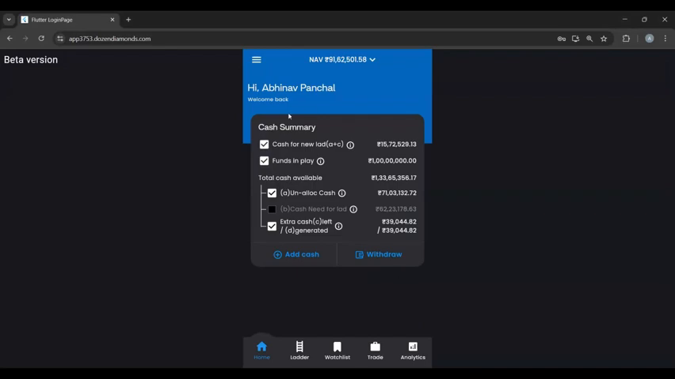Now, on the home page, you can see that there's a cash summary. The entire purpose of providing this cash summary is that the client should have complete knowledge of where his or her cash is placed, and this also gives the details of the cash which is allocated to their respective stocks, right? So in our strategy we have a concept of ladder.